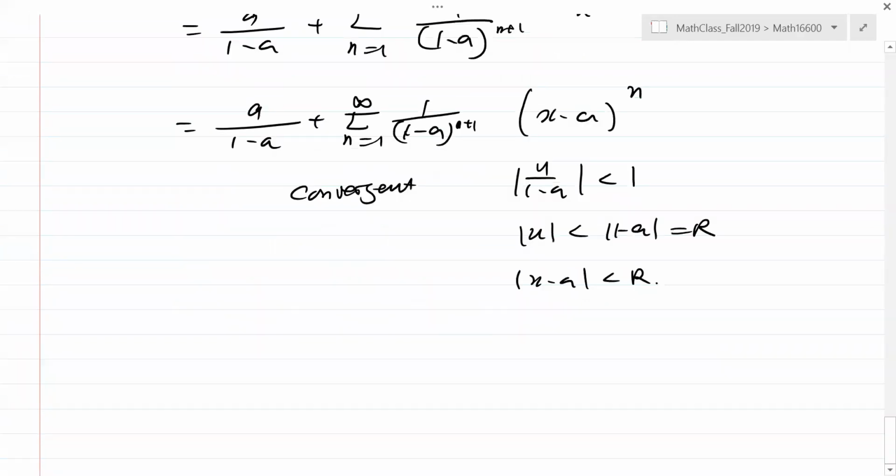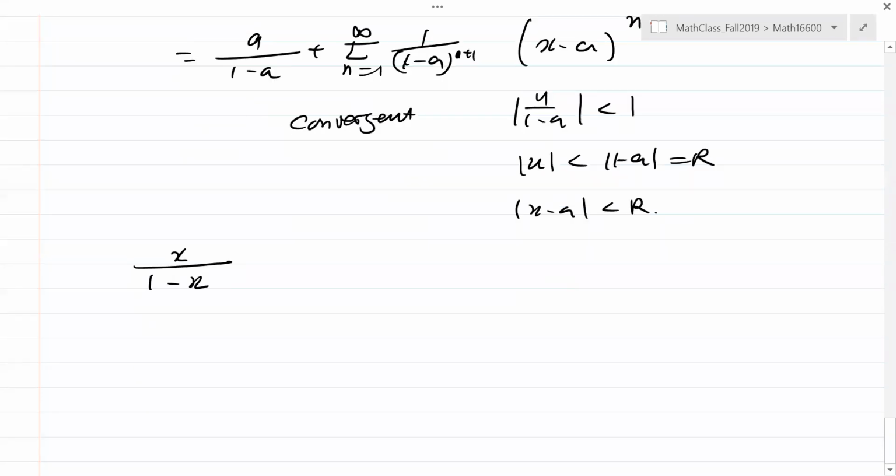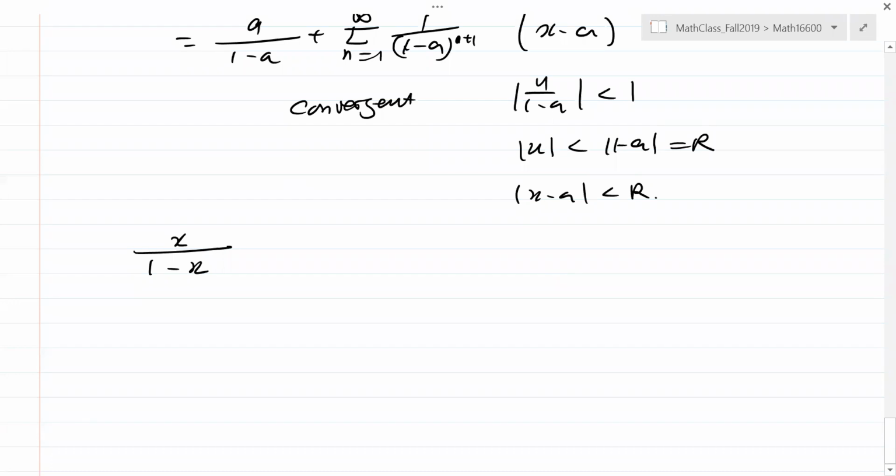Let me summarize that. You can express this function as a power series for x close to A.